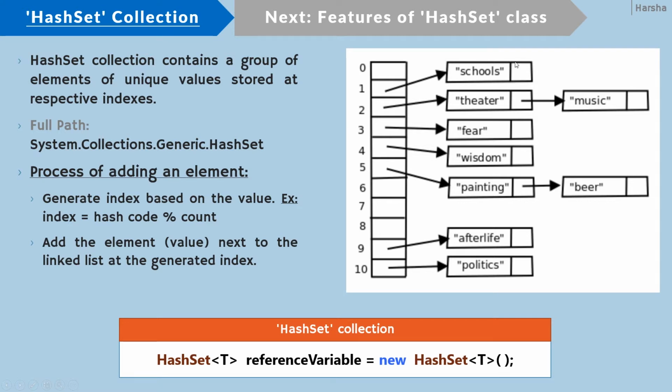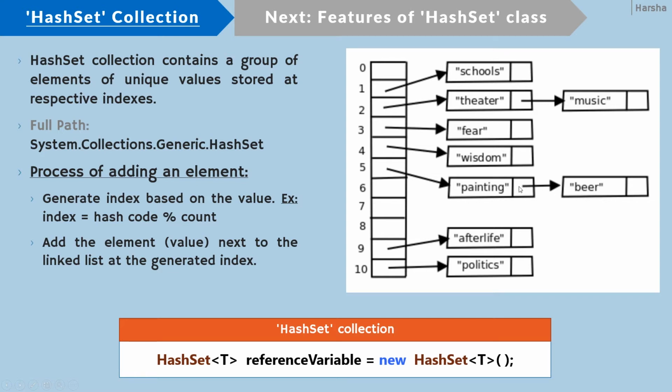By default, the next pointer is null. That means it doesn't refer to anything else. In case for some other element, if you get the same index, that element will be stored next to the previous, and the next pointer contains reference to the next element. Like this, there is a possibility of same index for multiple values, so they are stored as a linked list internally.